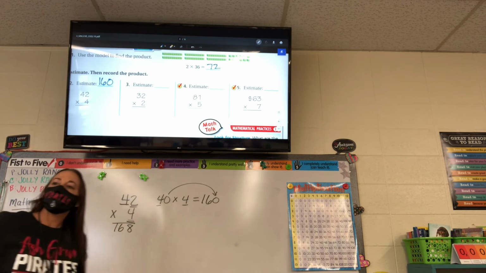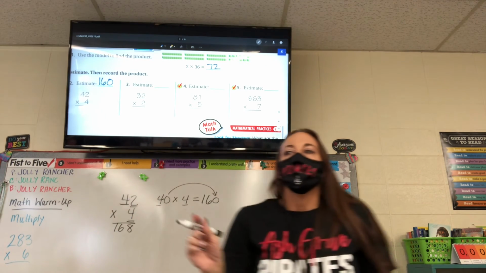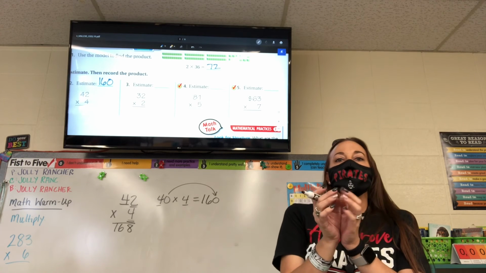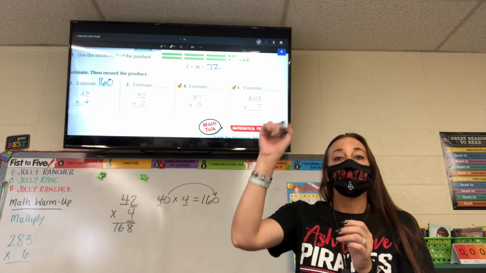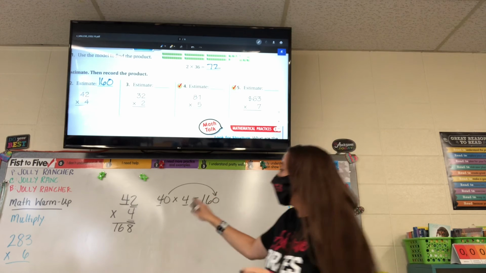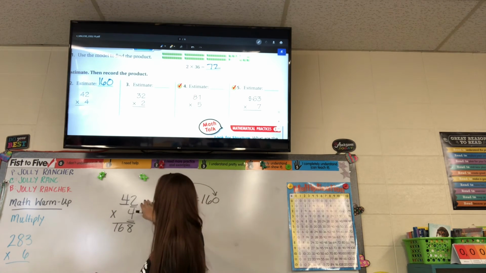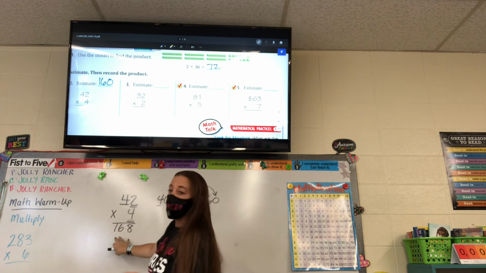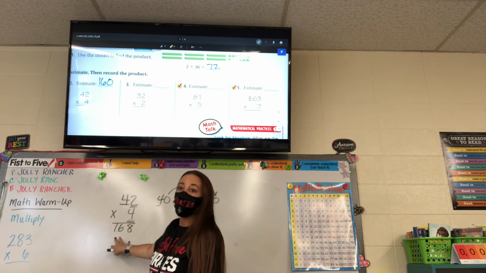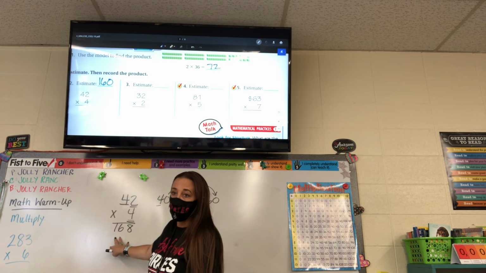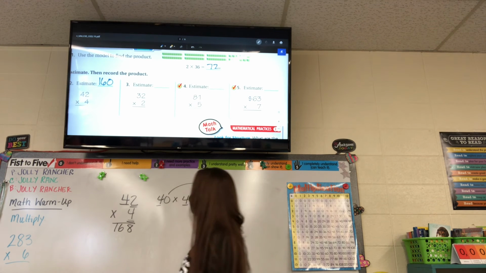The reason it is no longer a 40, it's only a 40 when we're doing partial products and we put those little zeros in. The way the regrouping method works, we're not putting this in expanded form. We don't need to worry about putting the zeros in. Okay? Does that make sense?